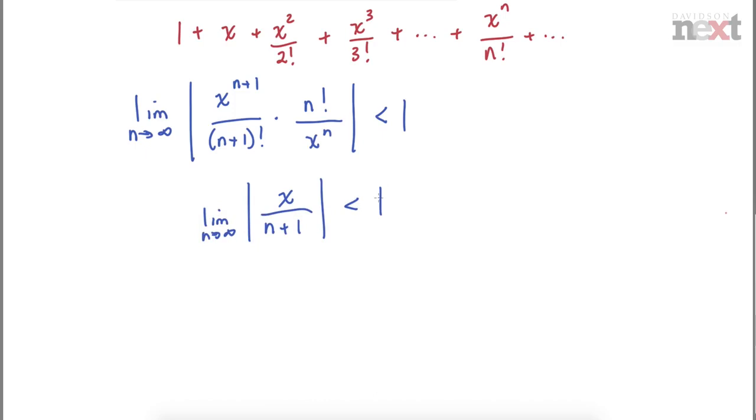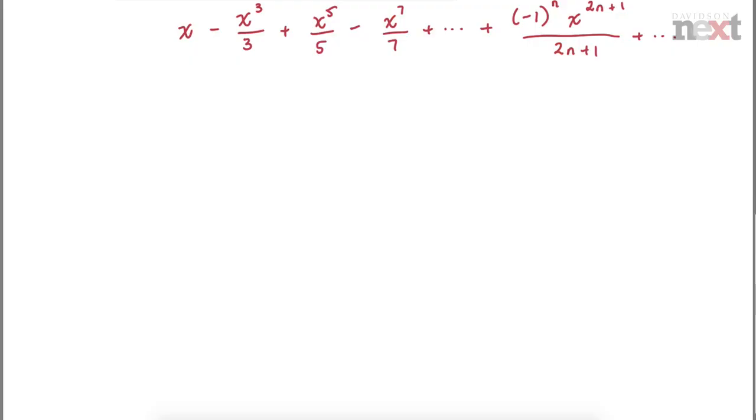And no matter what x value we choose, n plus 1 is going off to infinity. So this fraction has a limit of 0. And since 0 is less than 1 always, we can say that our series converges for all values of x. Let's look at another example where we don't have all x's giving us convergence.